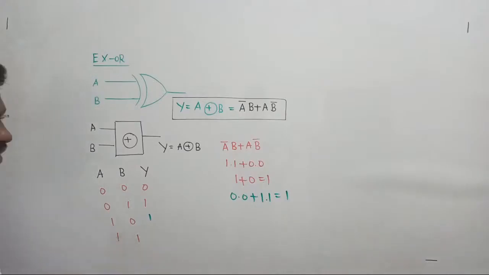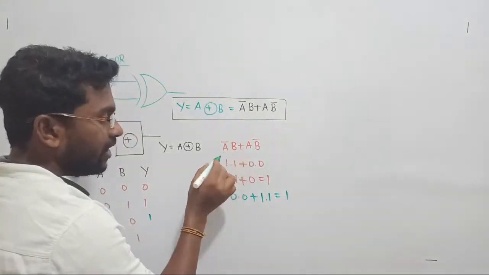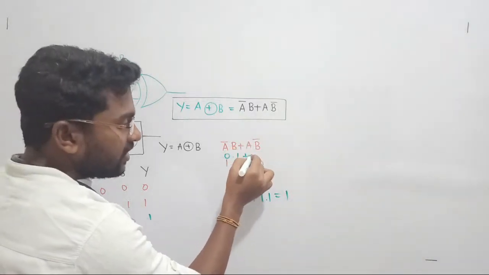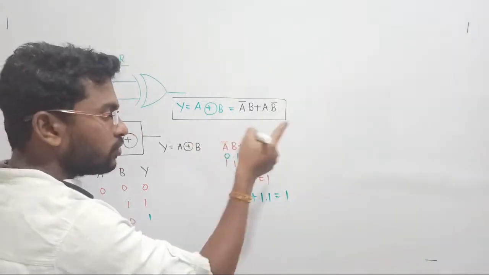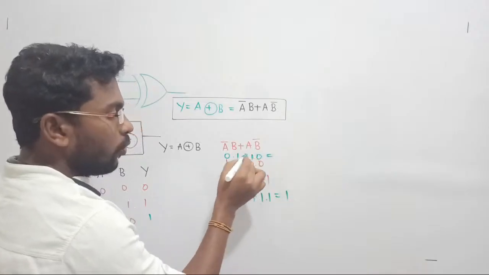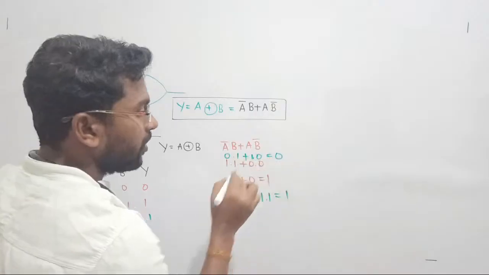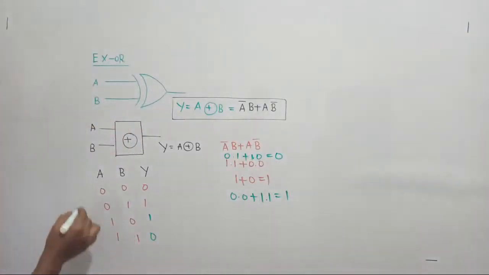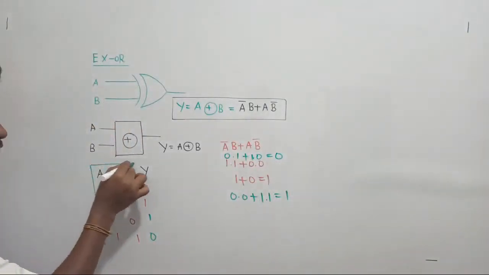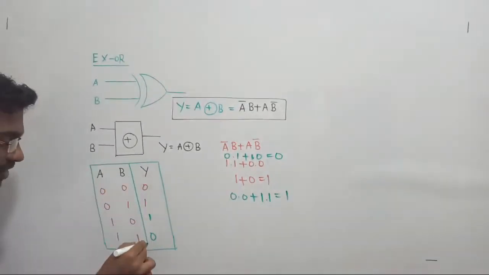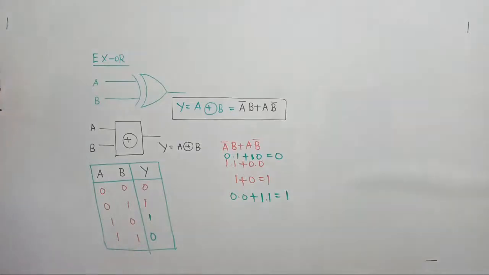What about 1 1? If I give 1 1, 1 bar will become 0 dot B is 1 plus A is 1, but B is also 1 now, so B bar will become 0, such that 1 dot 0 will become 0 plus 0 dot 1 will become 0, 0 plus 0 will become 0 only. So output is going to be 0, right? From the truth table, what is the observation that you are getting from the truth table?